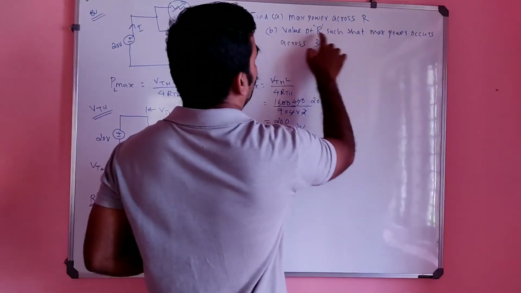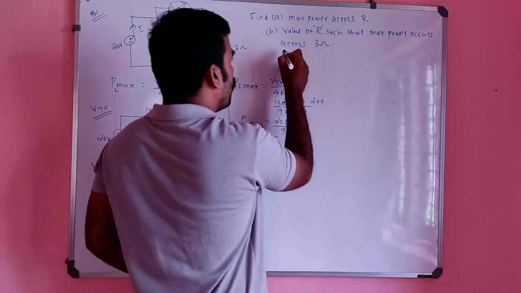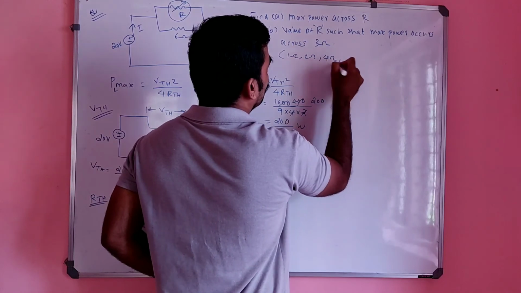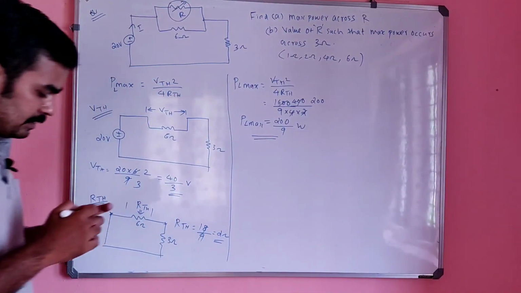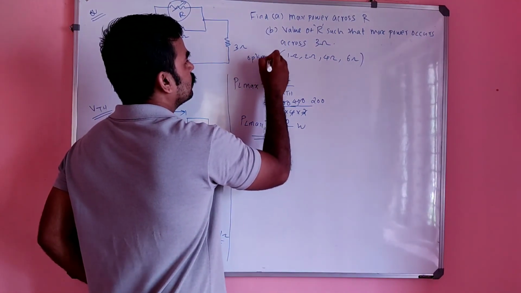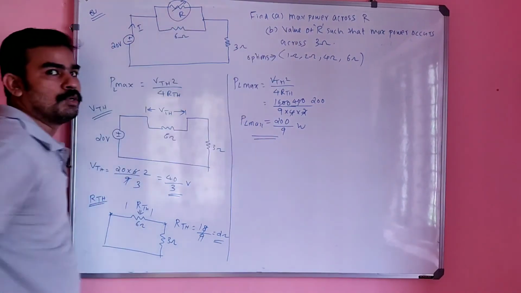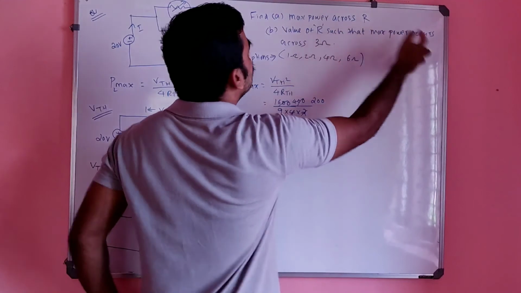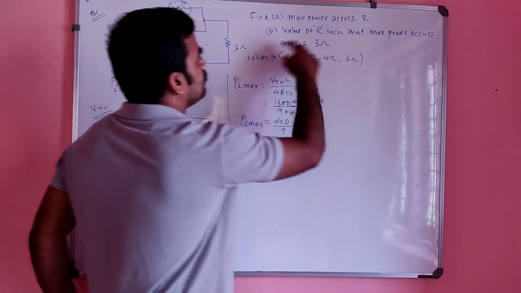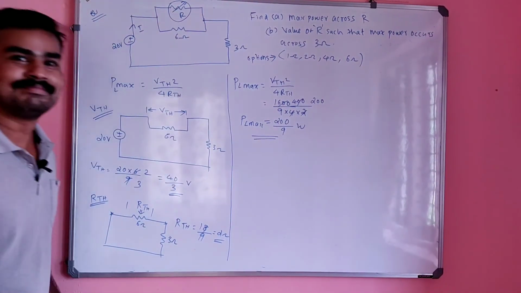And next see, value of R such that the maximum power across 3 ohm. There are options: 1 ohm, 2 ohm, 4 ohm and 6 ohm. So you have to find the value of R, that means this R, what is the R value, such that maximum power is across 3 ohm, not across R ohm. Maximum power across 3 ohm.